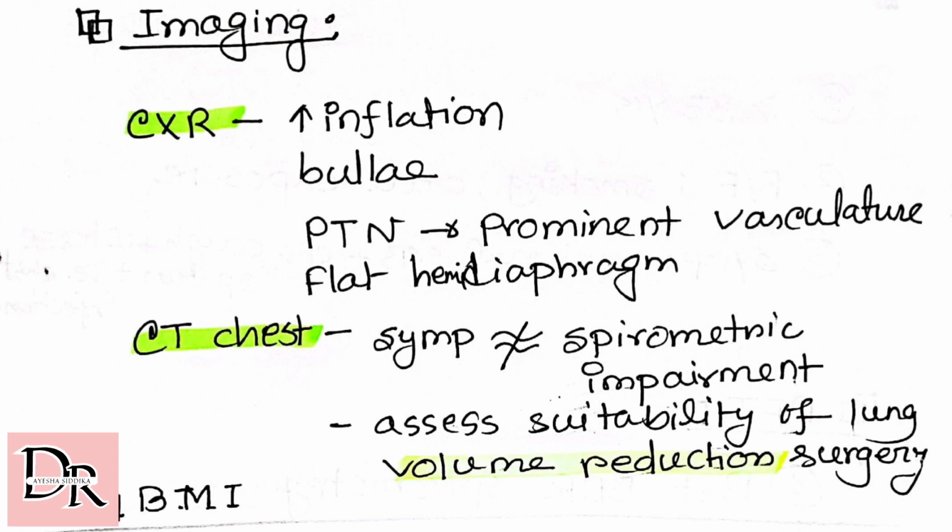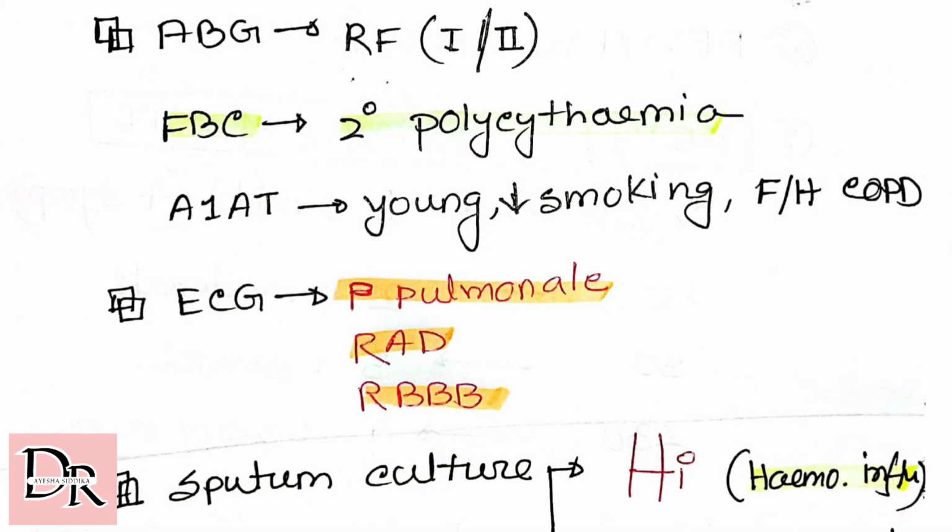And CT chest. When will we do CT chest? If there is no balance between symptoms and spirometric impairment, so there is disproportion, then we'll do the CT chest. And we'll also need to do CT scan before assessing the suitability of lung volume reduction surgery. We will also do BMI to check if there is any weight loss. Then we'll do arterial blood gas to identify respiratory failure type 1 or type 2.